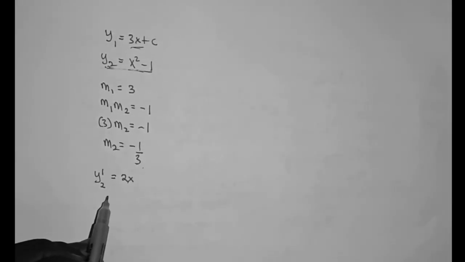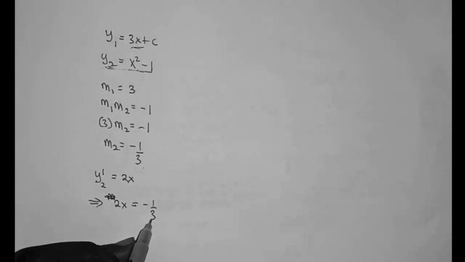So at this point, m2 equals m2, so this implies that 2x is equal to minus 1 over 3, and therefore x is equal to minus 1 over 6. So having found the value of x, let's then put it in the first equation to find the value of c.